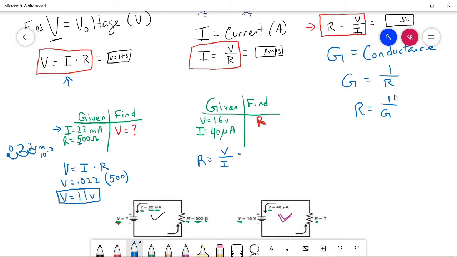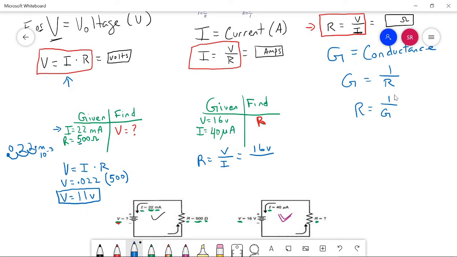Now what do? Well, we substitute. What's the value for V? The value for V is 16 volts. What's the value for I? 40 microamps. What is 40 microamps? How do you figure out what 40 microamps is in decimal?